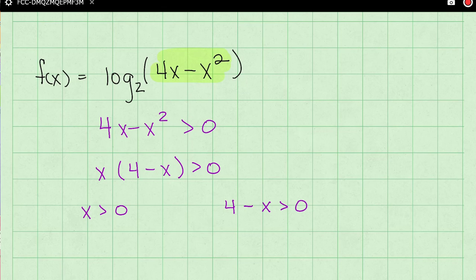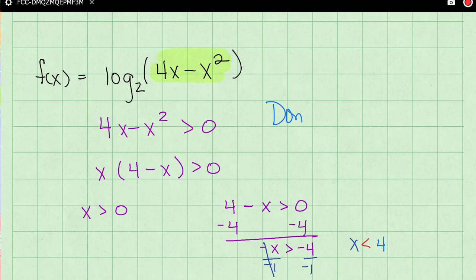And so I know that x has to be greater than 0, but 4 minus x has to be greater than 0 as well. So if I were to solve that, I would end up with -x is greater than -4. And then I have to divide both sides by -1. And we end up with x is less than 4. So I know that x has to be greater than 0 but less than 4. So the domain is from 0 to 4. So greater than 0, less than 4.